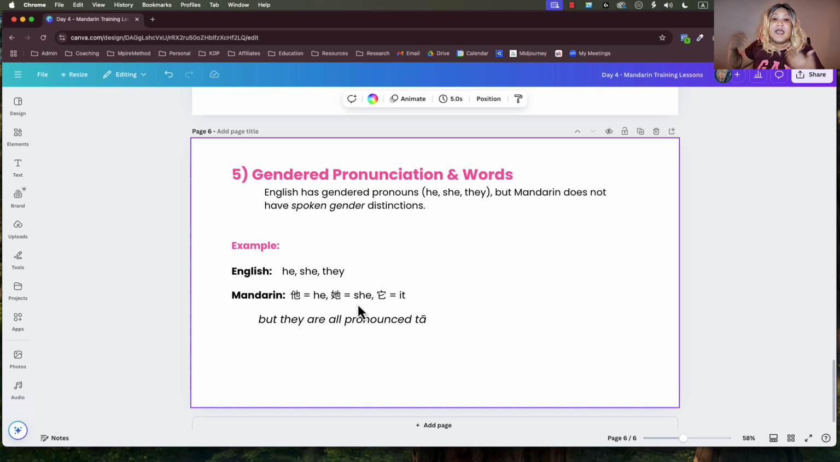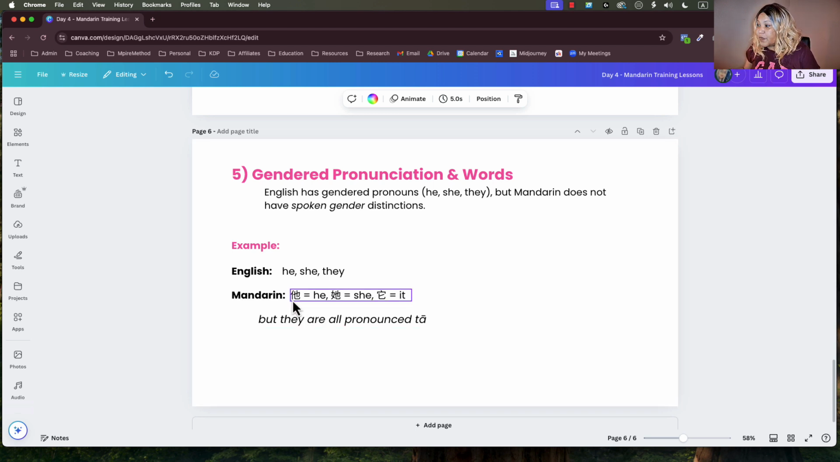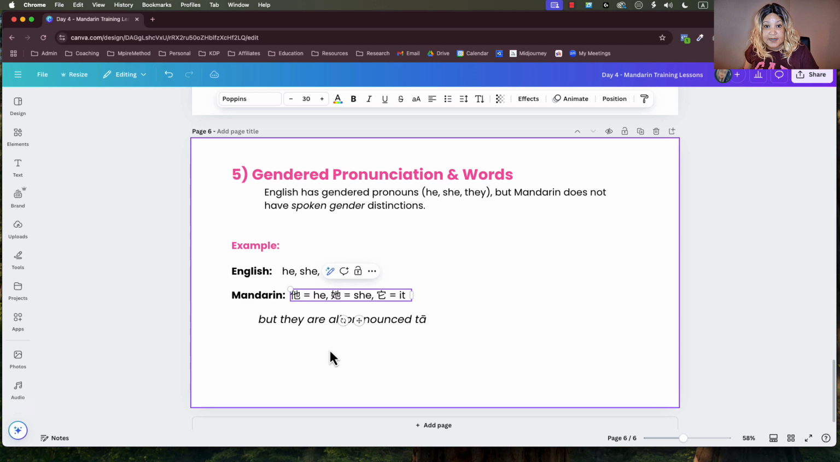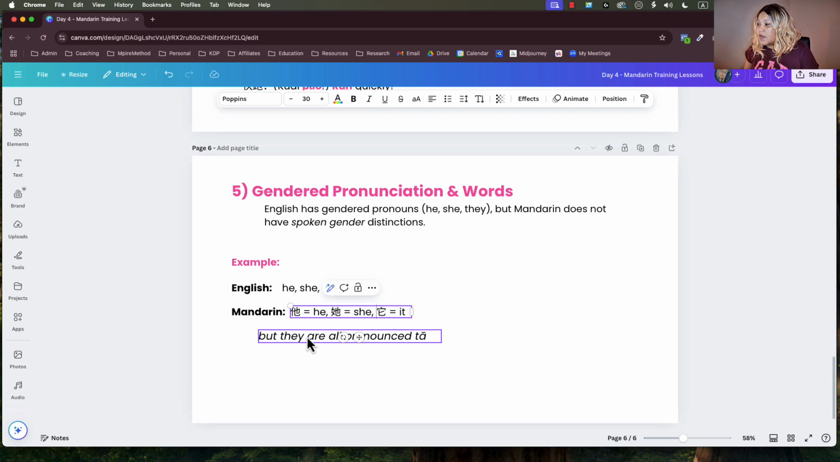And if you see the symbol, that's the boy, then the girl symbol, and then the it symbol. But it's all pronounced ta, no matter what. So when you're speaking, it's always ta for he, she, it, and for they it's ta men. So it kind of resorts back to what we learned in vocabulary day 1 on the he and the she. In spoken, it's just ta.